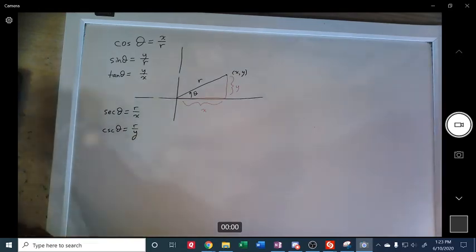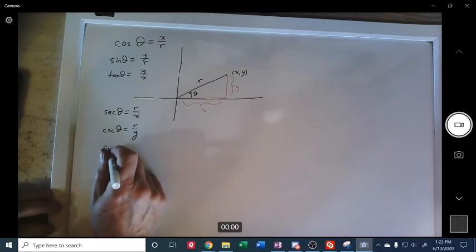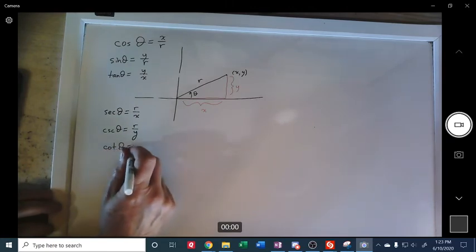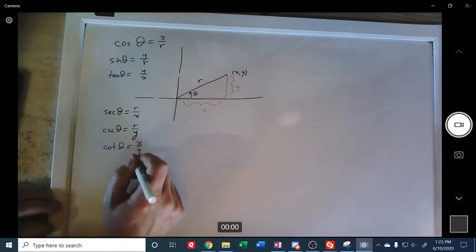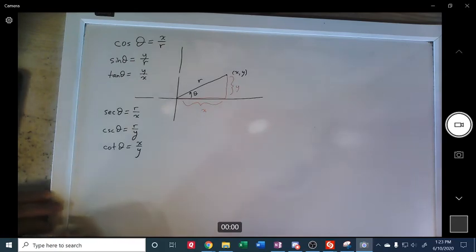And then there is the tangent. Its reciprocal is cotangent, which is x over y.